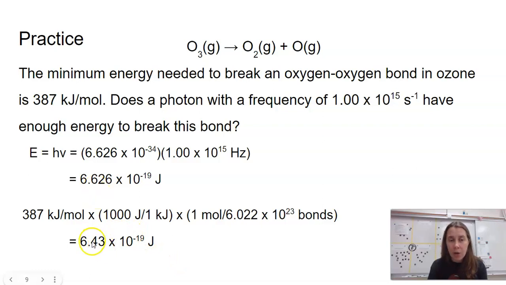So now if we compare these two, this number is actually smaller than that number. That means our photon should have enough energy to break this bond, and it also means that we'd have a little bit of energy left over. So for these, you don't need an exact amount of energy, you just need enough.